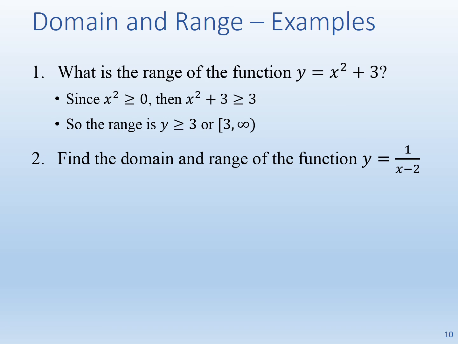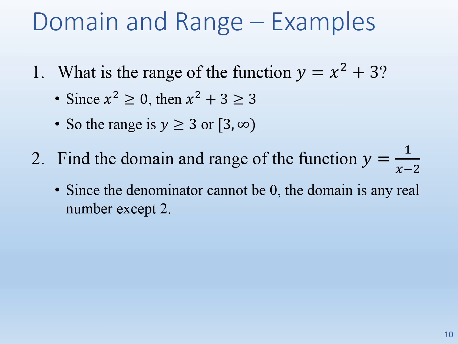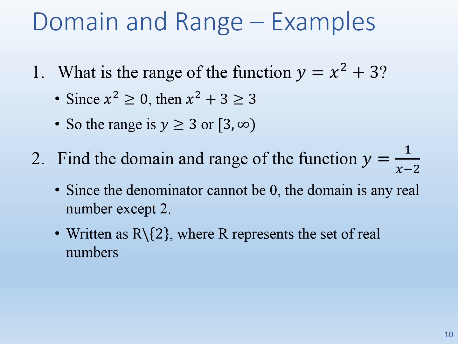In our second example, we have y equals 1 over x minus 2. Now that denominator cannot be 0, so we can't have x equaling 2 there at all. So our domain is restricted. We can have any real number, R represents the set of real numbers, except 2, and that's how you read this notation here. And we can't make y 0. Doesn't matter how big we make that denominator, we'll approach 0, but we'll never get there. So y can be any value except 0.